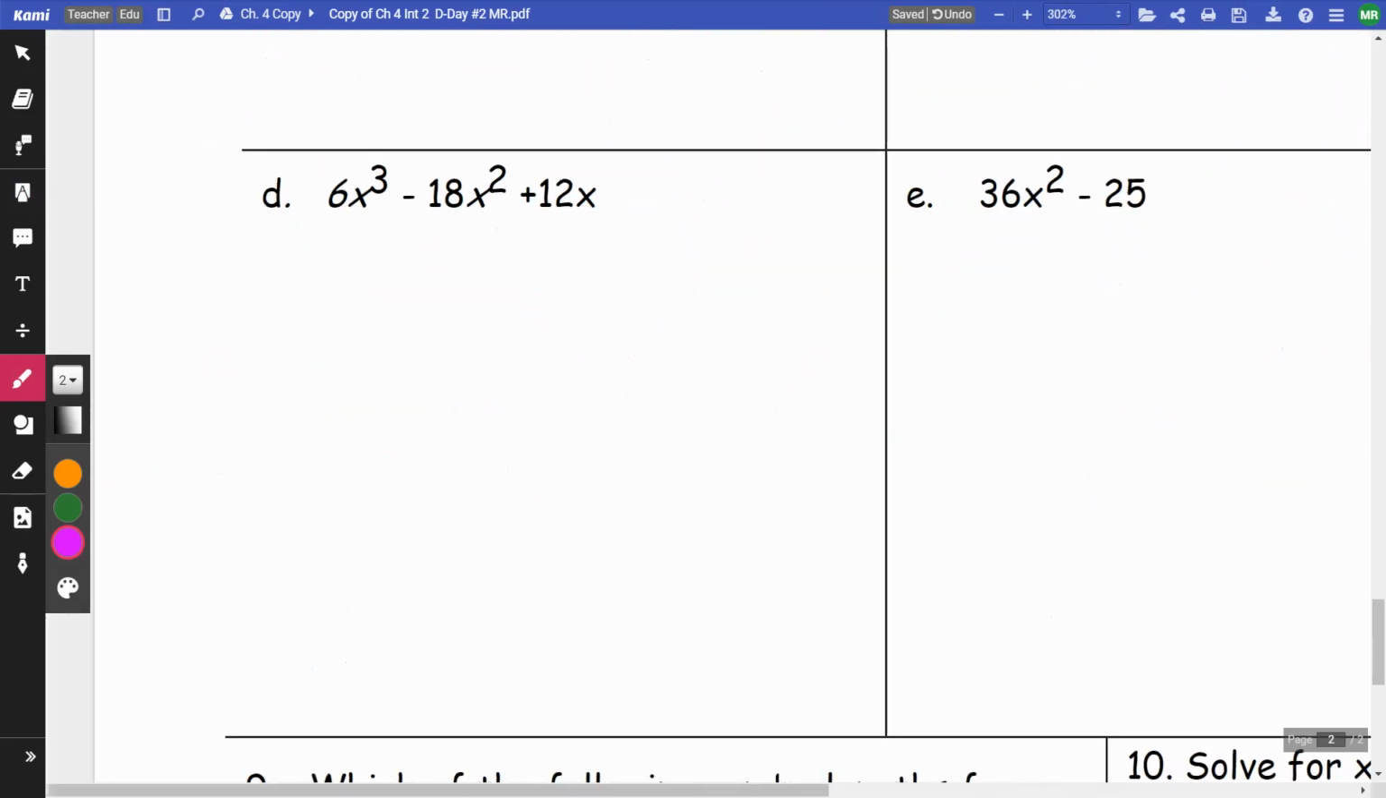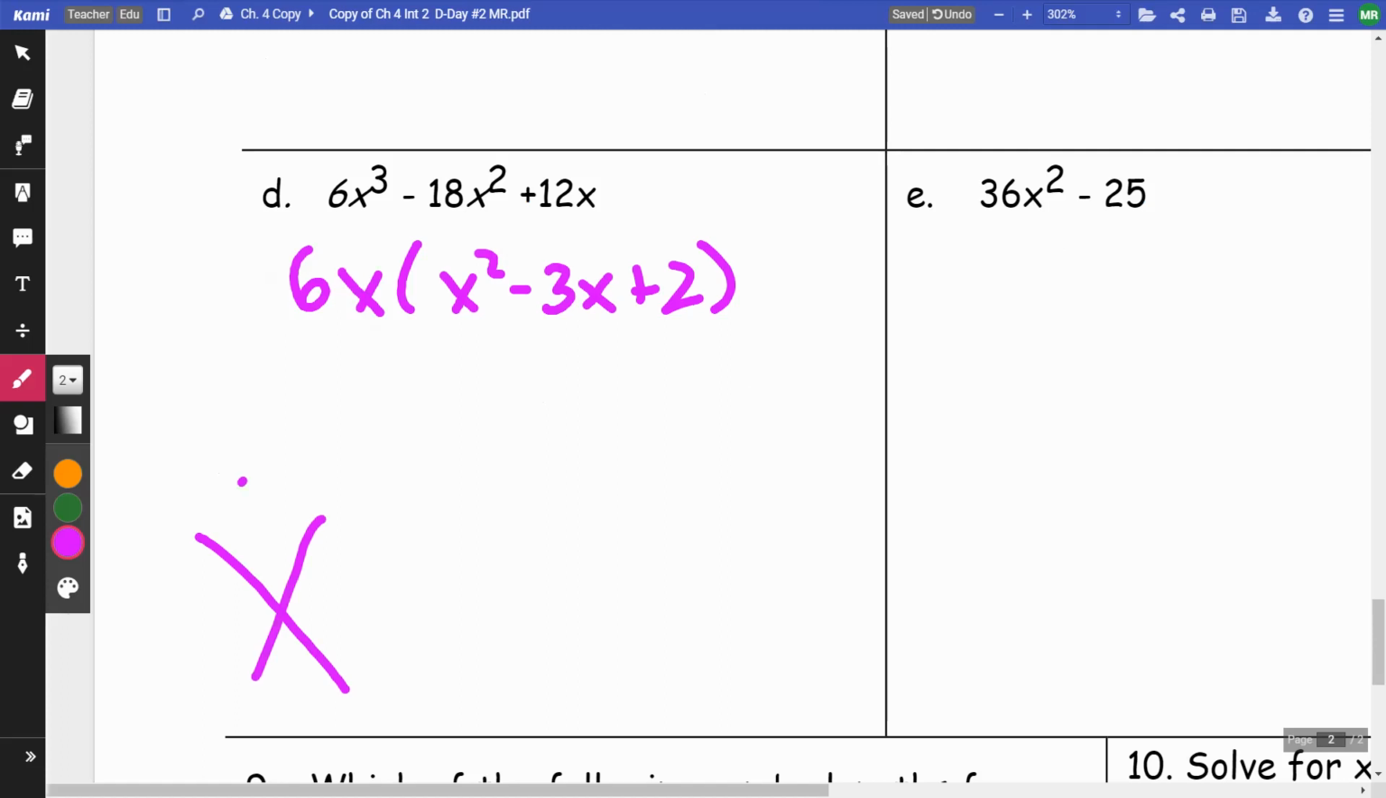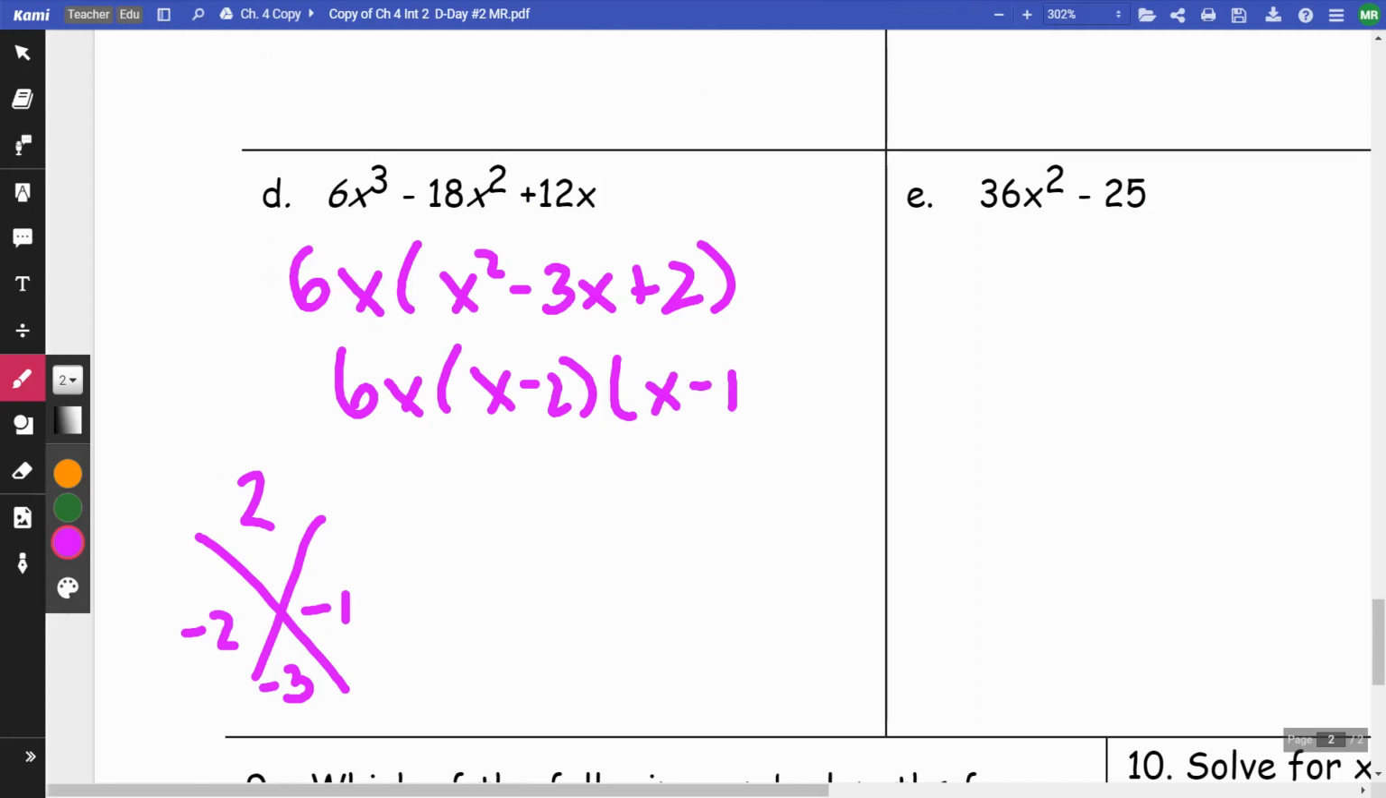On D, I'm going to factor out a 6 and an x, and I'll be left with x squared minus 3x plus 2. And again, I'm going to have a diamond. What multiplies to 2 and adds to negative 3? That's going to be a negative 2 and a negative 1. So I'm going to have 6x times x minus 2 times x minus 1.